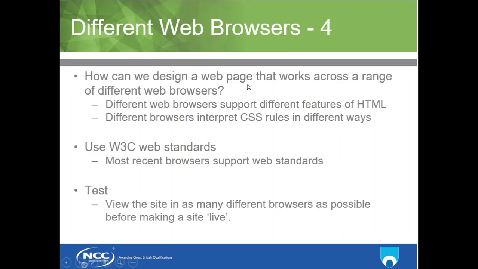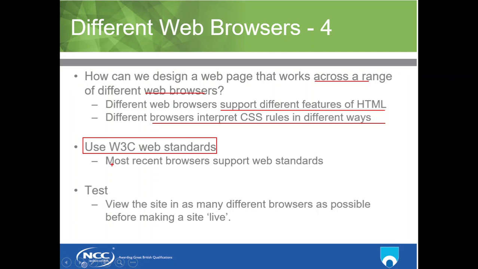Okay, so how can you design a web page that works across a range of different web browsers? Different web browsers support different features of HTML. That's one of the challenges. Another one: different browsers interpret CSS rules in different ways. That's the problem with having multiple web browsers. Normally, if you follow the W3C web standards as you develop your website, then the recently updated browsers will be able to support those standards, because even the companies that develop those browsers are part of the W3C consortium.